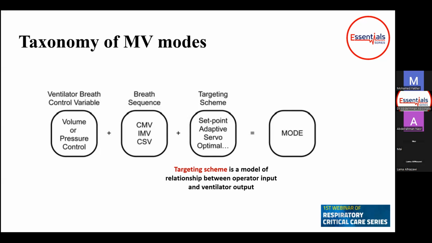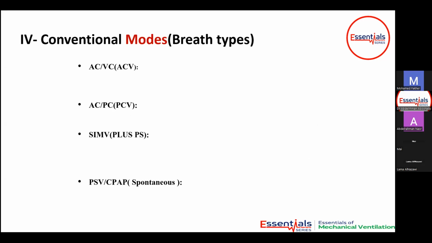So to classify any mode, we should know the ventilator control variable, the breath sequence, and the targeting scheme, and that's how we know what mode we are dealing with. So what are the conventional modes that we usually use in mechanical ventilation? We have four conventional modes we are all accustomed to.